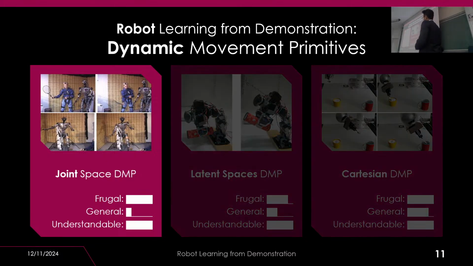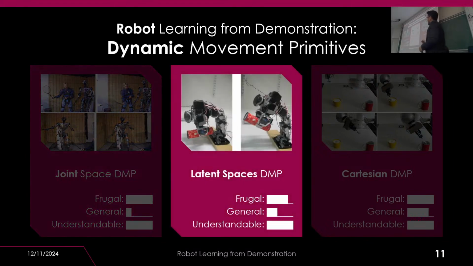Now, within the dynamic movement primitives literature, we find three examples of applications: joint space, latent space, and Cartesian DMPs. Joint space DMPs are the most classic DMPs application, where we measure movements within the joint space of the robot, of a given manipulator. Very frugal, very understandable, but since the kinematic chain defines the nature of the movement and there is no geometric consistency over 3D space, not necessarily general.